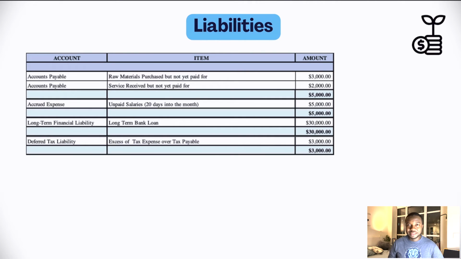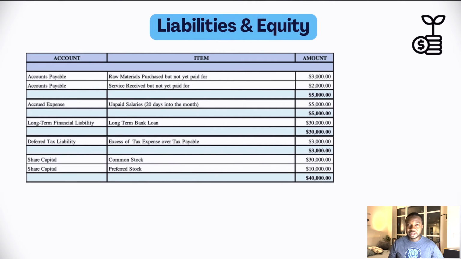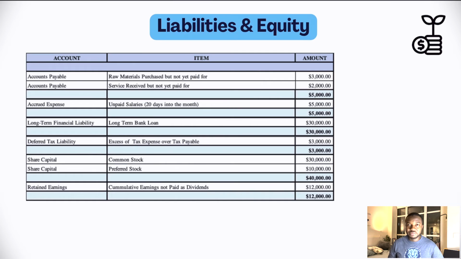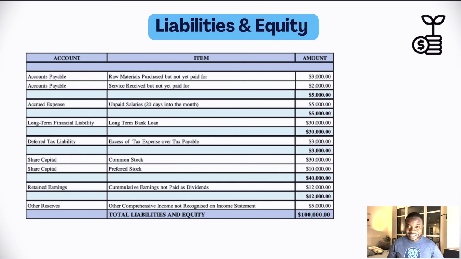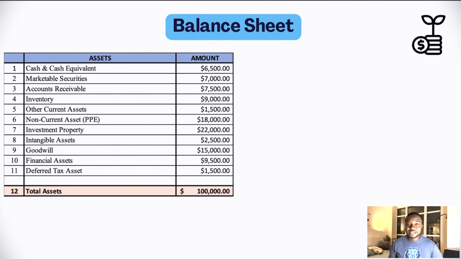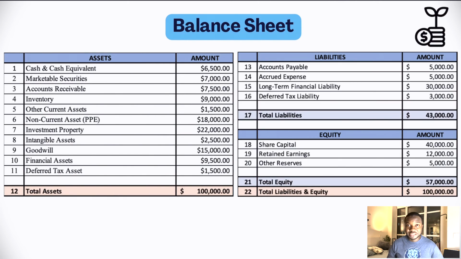On the equity side, the company has $30,000 in common stock as well as $10,000 in preferred stock. It also has $12,000 in retained earnings. And finally, the company has $5,000 in other comprehensive income. And the total liabilities plus equity gives us $100,000. Note, this is the same as our total assets, and therefore our balance sheet is balanced.